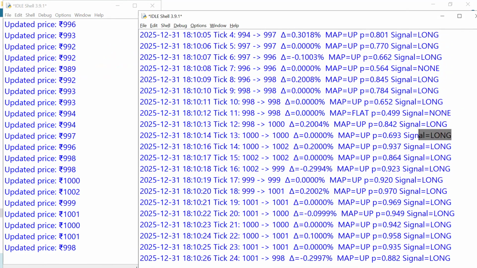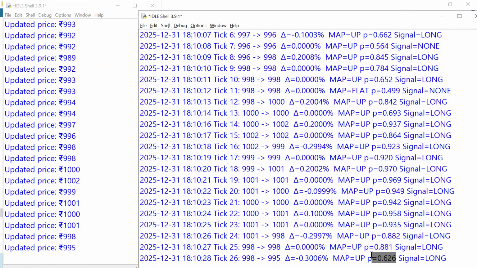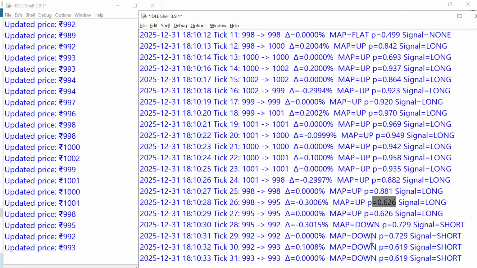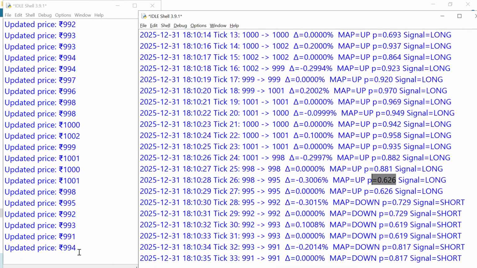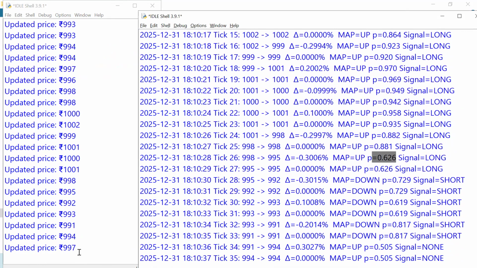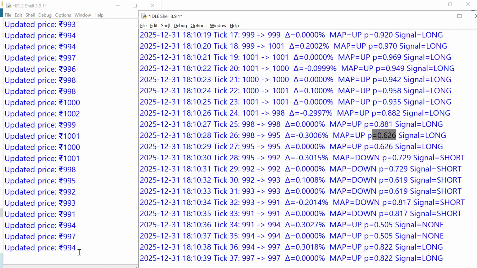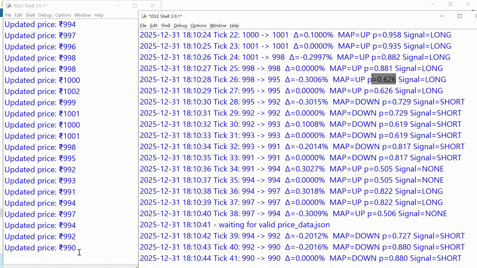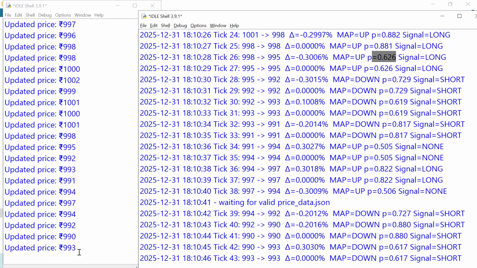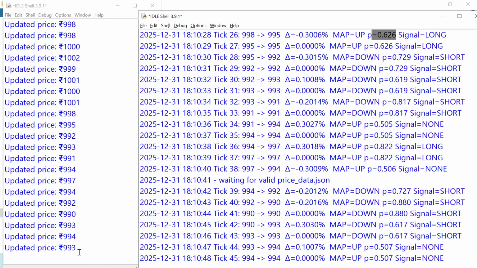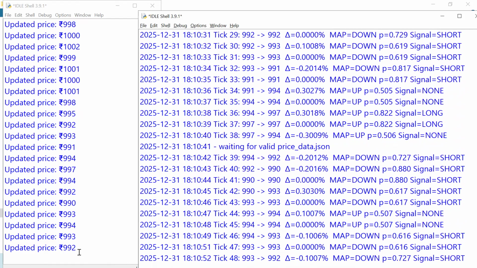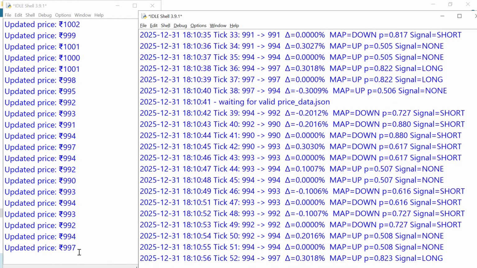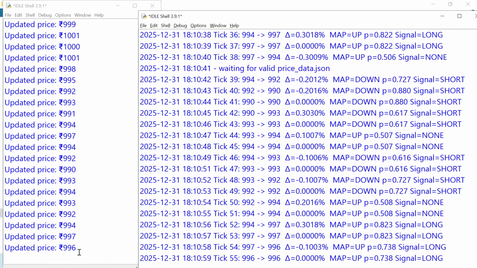You can check this. The probability for the long is almost more than 60%. Okay, now the probability is for the short. The market is moving down. You can see it just predicted. It predicts the trend very fast. Okay, now the market is saying none. Okay, and now again the short position. It says it is going to take a short position. See how beautifully it is working. It is going down, short position, none. Okay, it again comes to the long position.